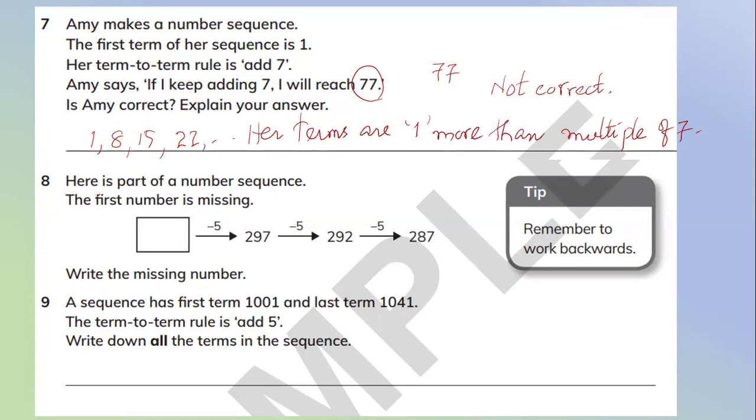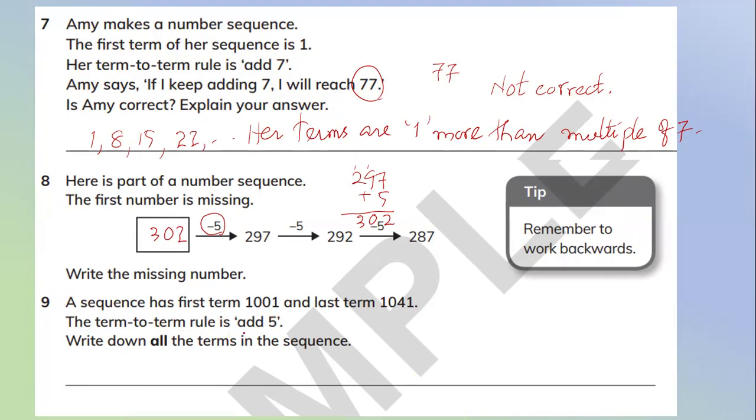Number 8 here is part of a number sequence. The first number is missing. The term-to-term rule is minus 5, so we have to find this number. We have to reverse the operation. So 297, we have to add 5 again. So 302. The first term is 302.